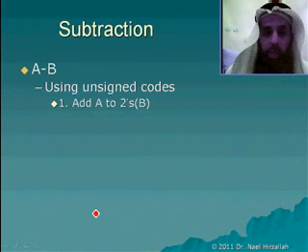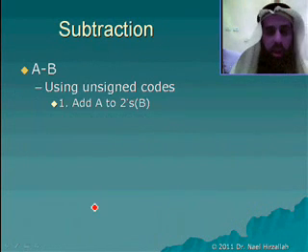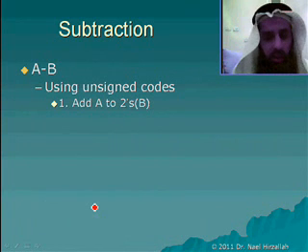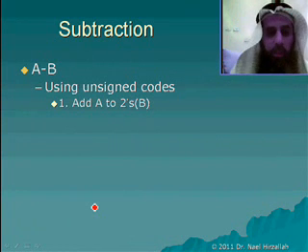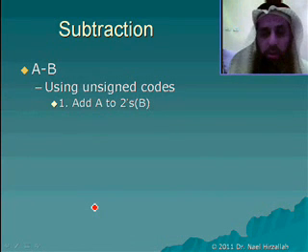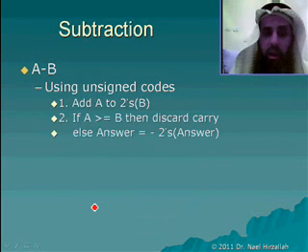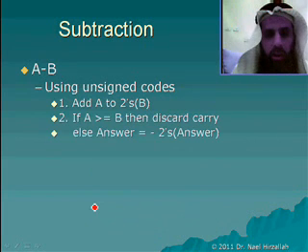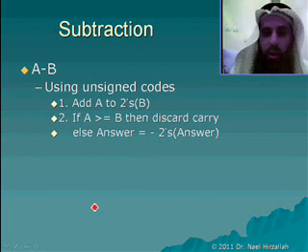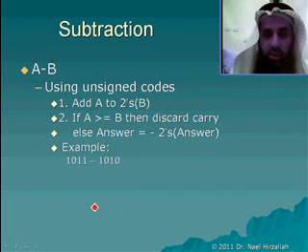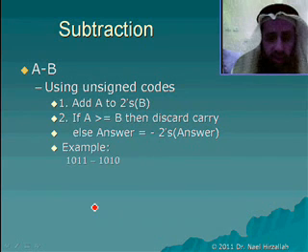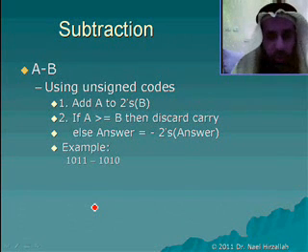Now, in terms of subtraction, let's have a minus b. If we are using unsigned code, so we're not talking about a sign bit, all we need to do is add a to the 2's complement of b. If the value of a is greater than or equal to the value of b, we discard any carry that we might get. However, if a is smaller than b, then the answer is the negative of the 2's complement of the result.